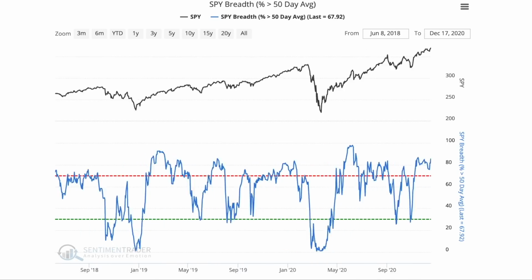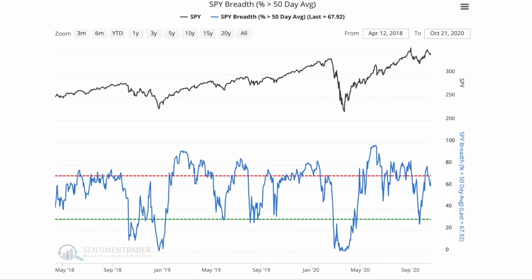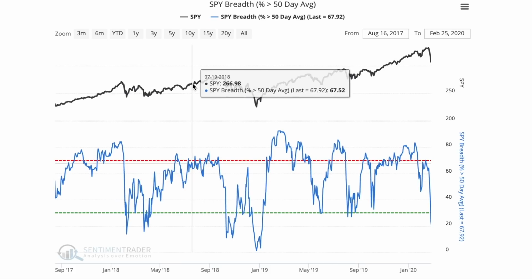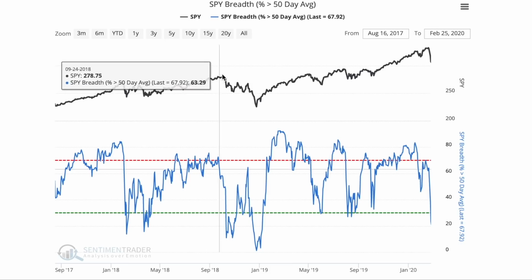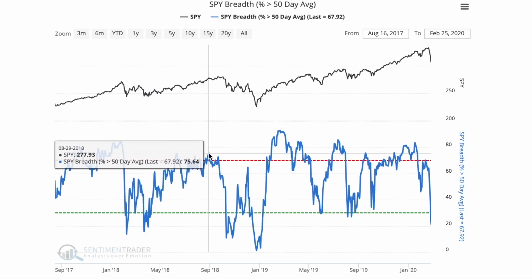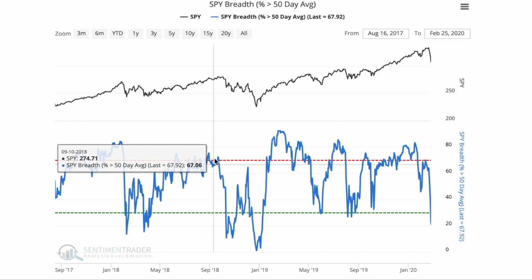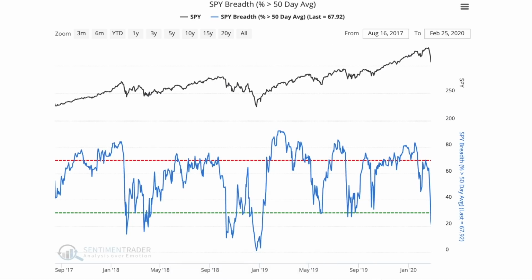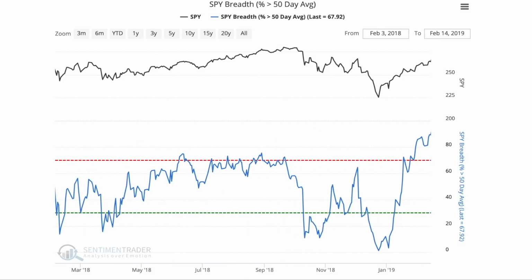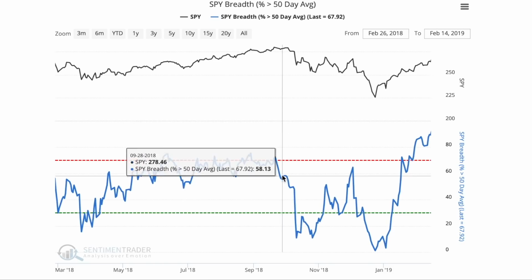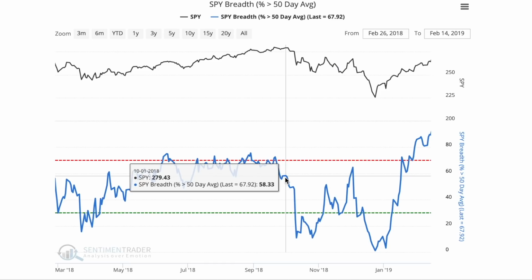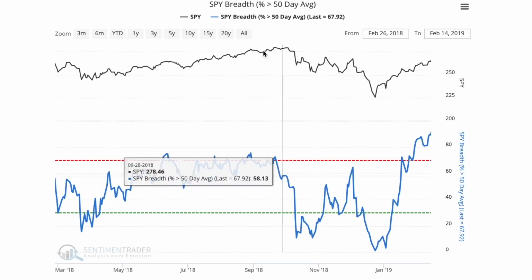Let's go back to one more example right here. Just before the 2018 crash, you had, again, grinding price action, and then you had these two higher highs on the S&P 500 and a lower high on the breadth. And if we zoom in even more right here, you'll notice the breadth was actually decreasing massively as the markets topped right here. So that was the top. You can see where the breadth was. Quite a big divergence between the market breadth and the S&P 500.